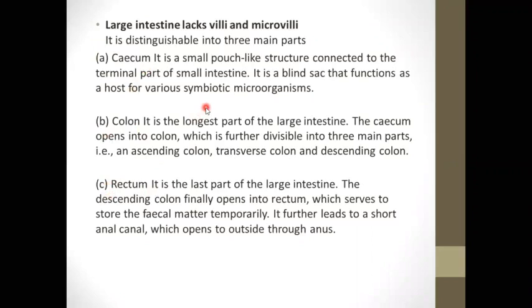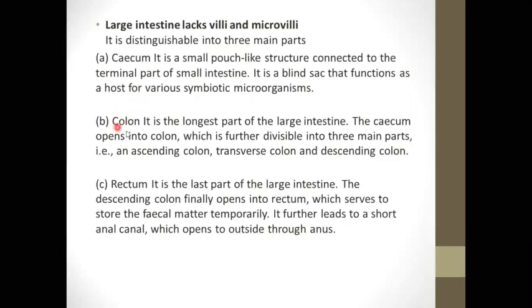The cecum is a very small pouch-like structure, and it is connected to the terminal part of the small intestine, and it acts as a host for various symbiotic microorganisms. So what are symbiotic microorganisms? Symbiotic microorganisms are where both populations of microorganisms are equally benefited. One provides shelter, the other gives food. In this way, both the different groups of microorganisms get benefited. That is how we call it a symbiotic association.